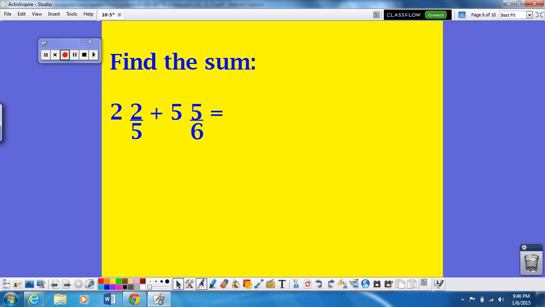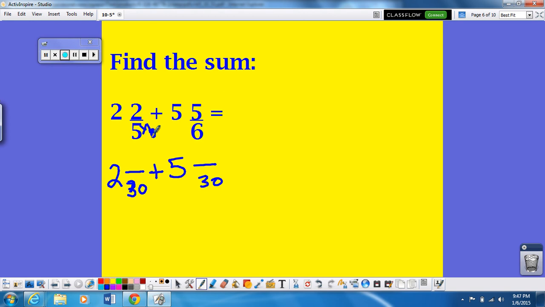Let's find the sum here. 2 2/5 plus 5 5/6. Bring down your whole number, draw your fraction bar. Bring down your other whole number, draw your fraction bar. So we're looking for a common denominator between 5 and 6. Multiply them together if you need to. I'm going to choose 30. To get from 5 to 30, it was times 6.